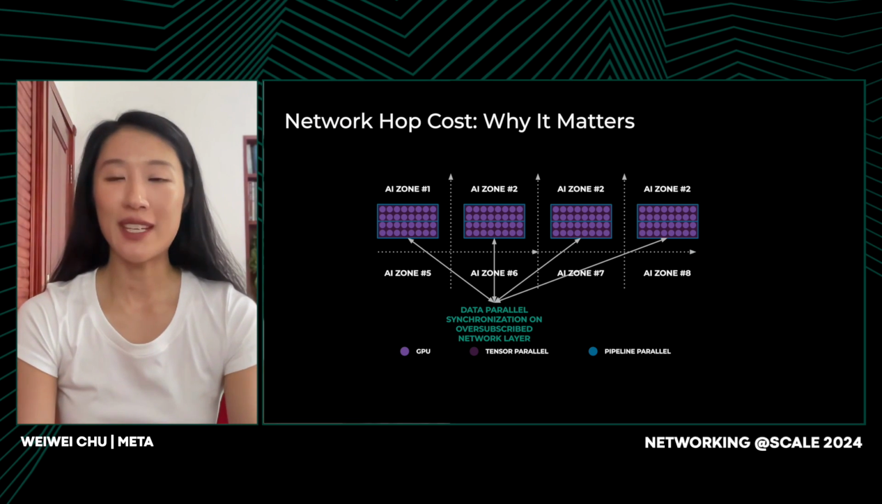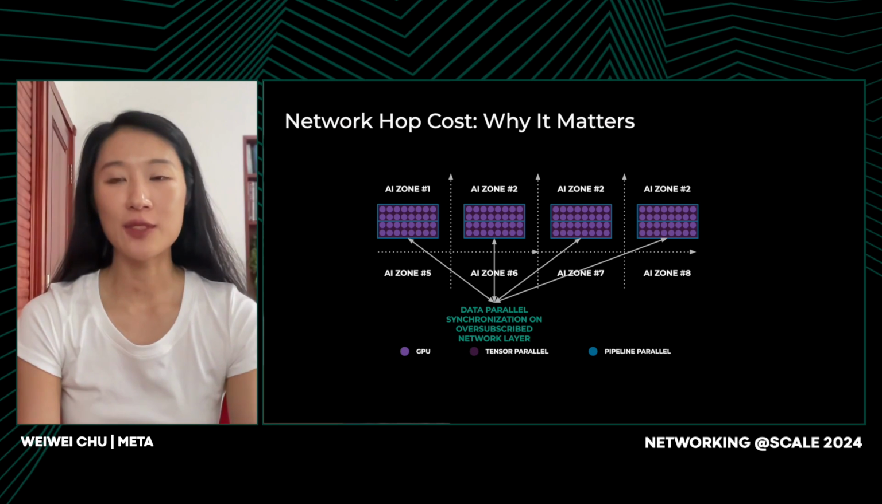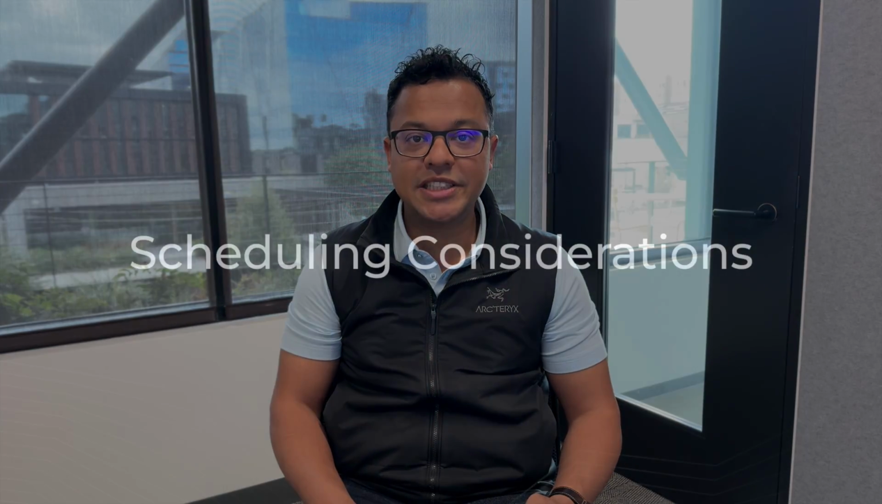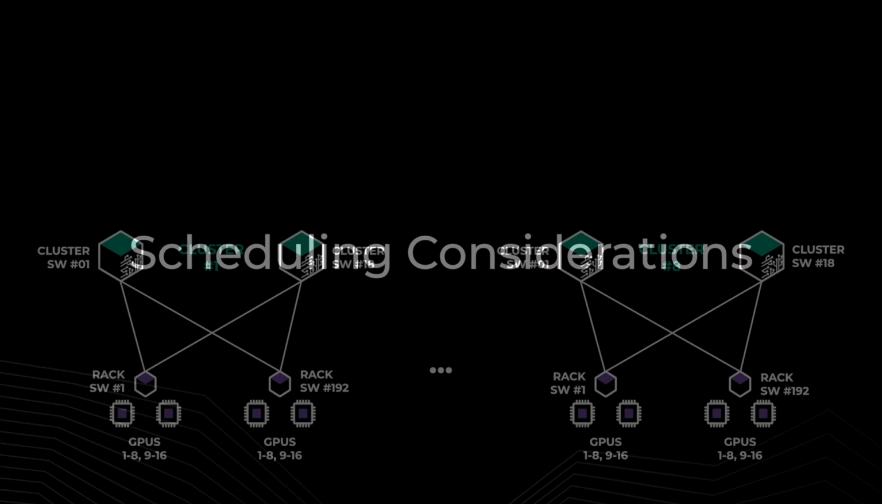Now we know that network is critical for parallelism. I will hand over to Arnab, and he will talk about how we schedule GPUs to satisfy network requirements. Thank you, Weiwei. We will now talk about scheduling considerations at scale for ML training.